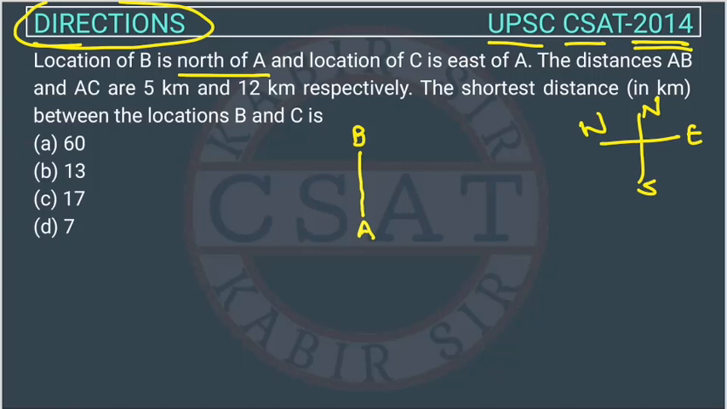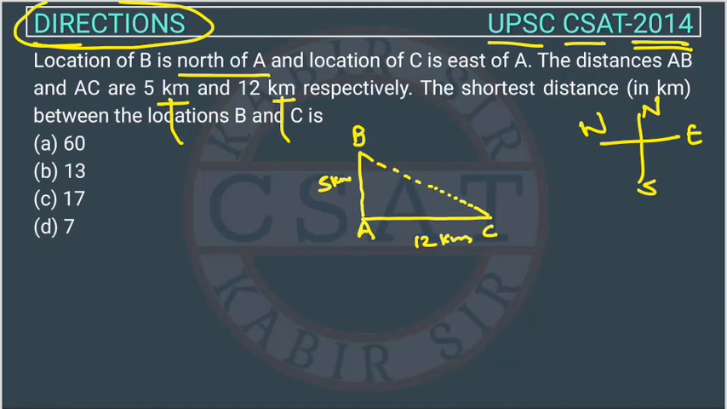And the location of C is east. So A is here, so C is in the east. C will be here, right? The distances AB and AC: AB is 5 kilometers and AC is 12 kilometers. See, both are in kilometers, so you have to always keep an eye on this. Here there is no problem because both are in kilometers. The shortest distance between the locations B and C will be this dotted line I am drawing. This is the shortest distance between B and C.